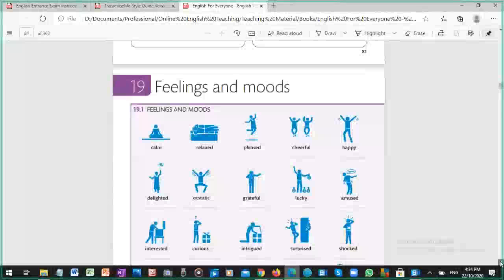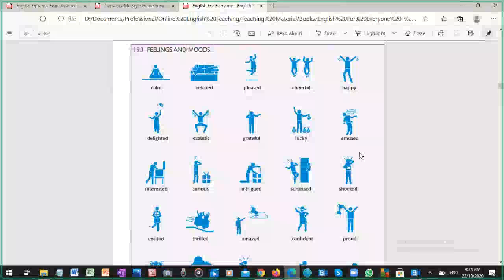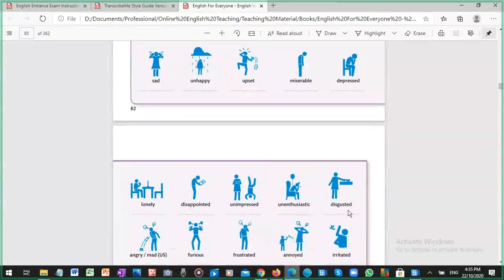And this one is, where is it? This one is disgusted. Disgusted. Hold on. And this one is angry. Mad. Well done. Then the next one is curious. Well done.